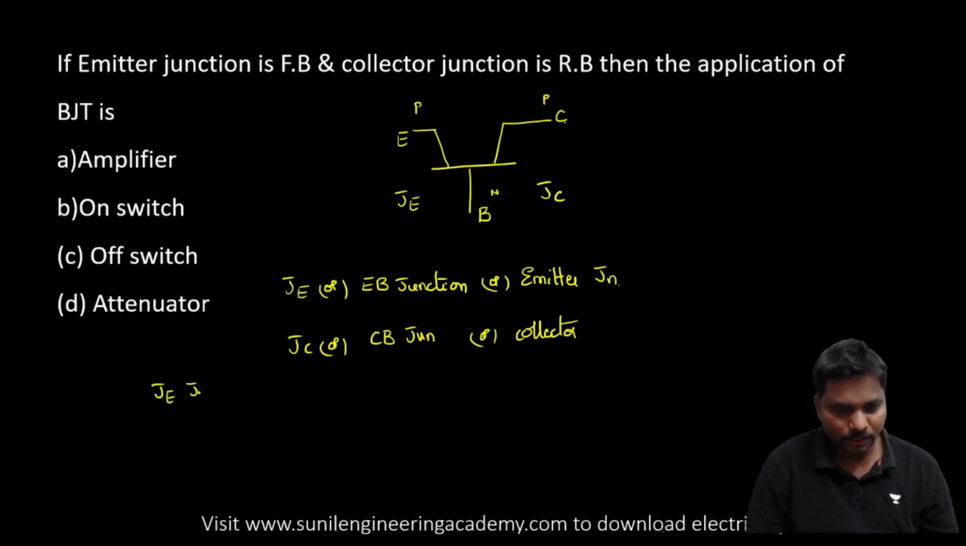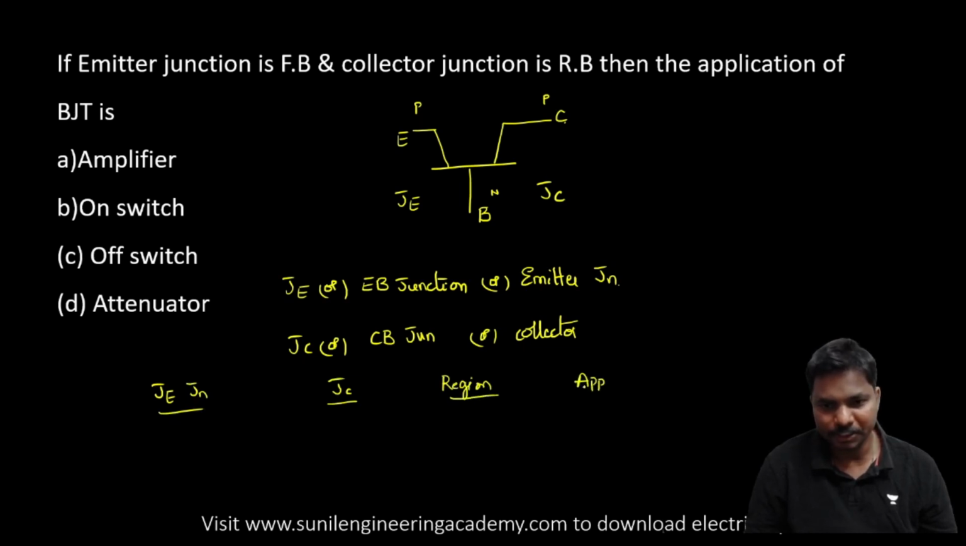Let us take the JE junction or EB junction and the JC junction according to the region in which it is operated, and coming to the applications. First of all, both are in forward bias. Both forward biased means it is like a short circuit, an ON switch. ON switch means you can say it is acting in the saturation region.